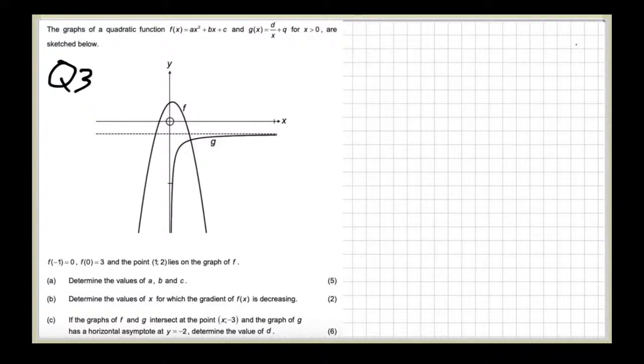The graphs of a quadratic function f of x equal to ax squared plus bx plus c and g of x equal to d over x plus q for x bigger than naught are sketched below.